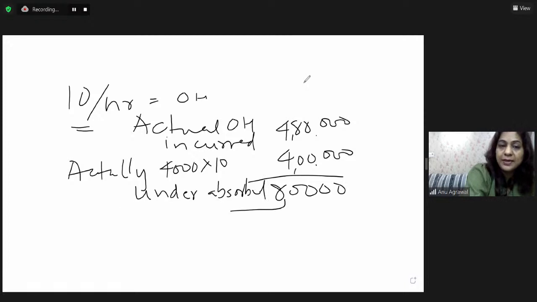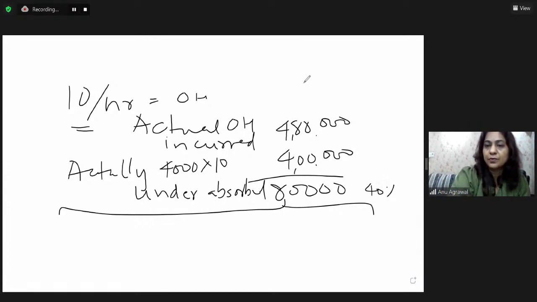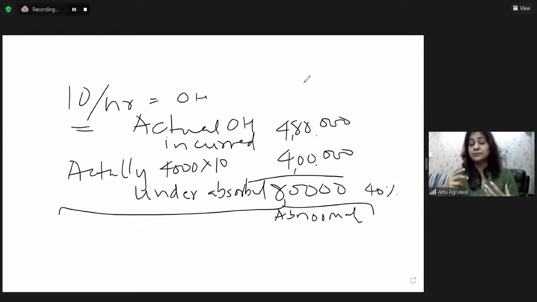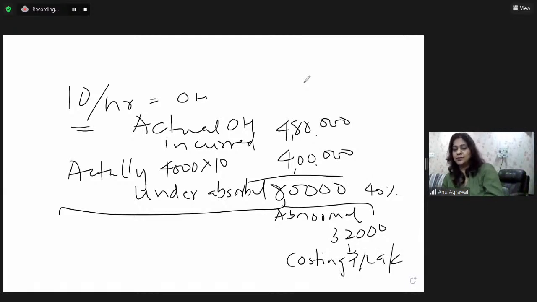Then what did I teach you? Please find out what was the reason behind this under absorption. We found out that 40% was abnormal. Now, when I say abnormal, that means the person who was responsible for finding out this overhead rate is to be blamed. So that means 32,000. That I will debit in the costing P&L account, and overhead control account I'll credit.